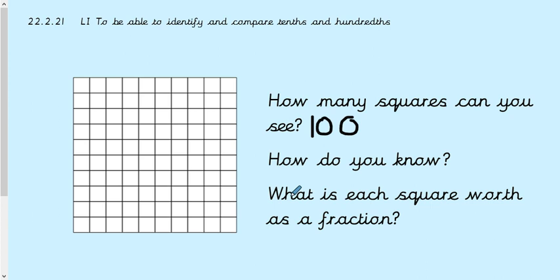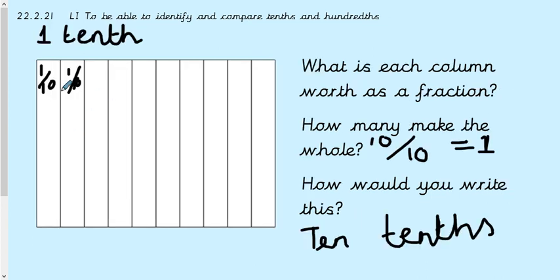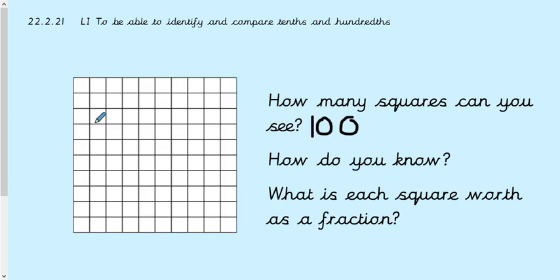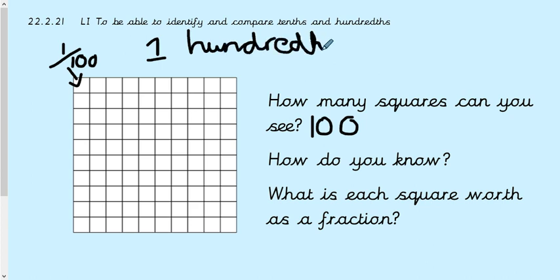So what is each square worth as a fraction then? If in this, each one was worth a tenth because there were 10 columns, what is each square worth here if there are 100 squares? It would actually be 1/100th. So each of these squares is worth 1/100th, and you write that, so 1/100th. Oh no, I've missed out the T. There we go. So hundredths. A bit of a tricky word to say.